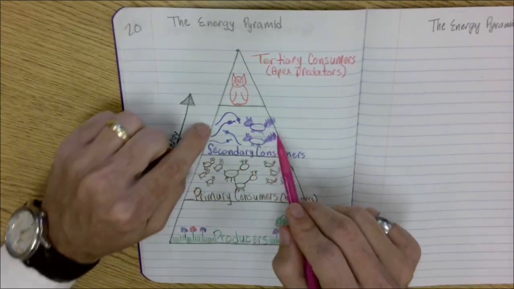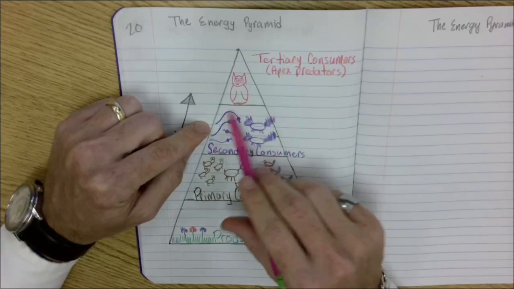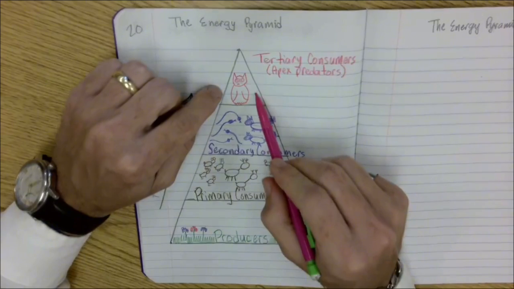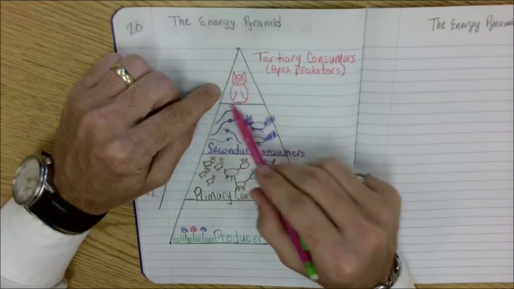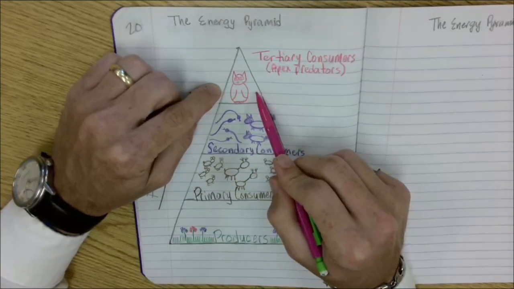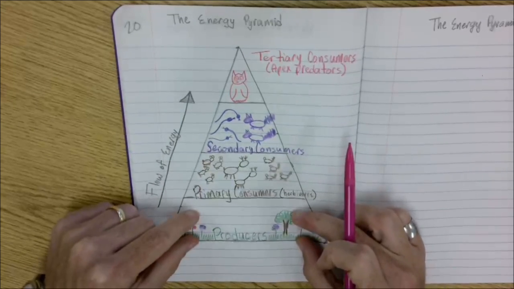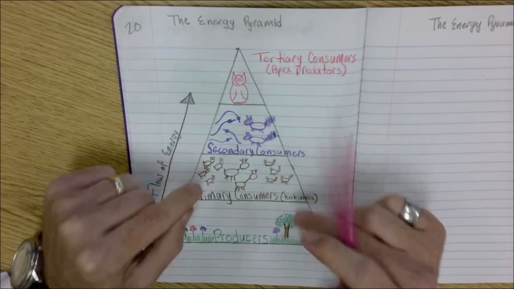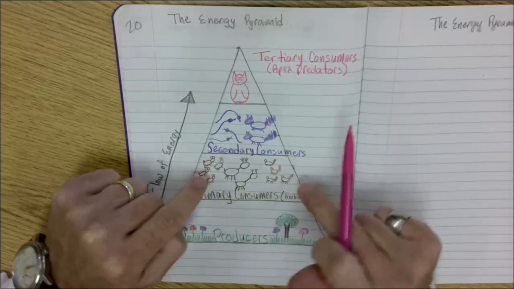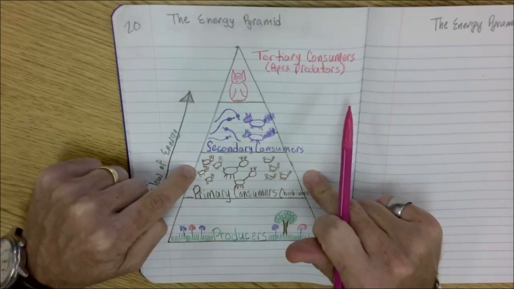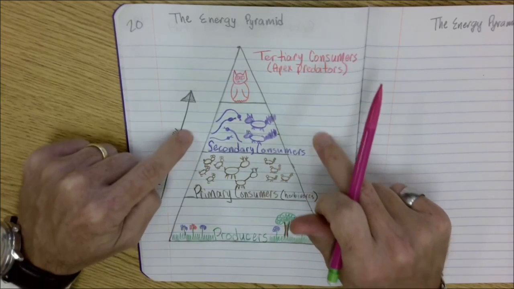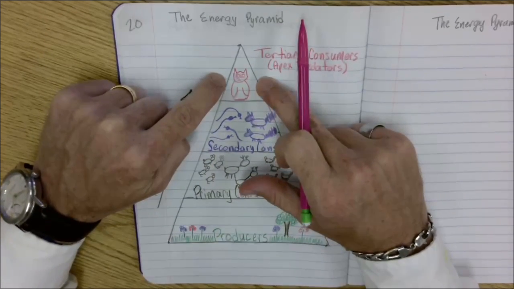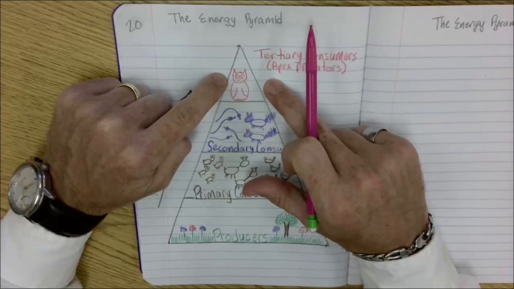Moving up again, we have a smaller population of secondary consumers. And if we go up to the top, we have the smallest population of tertiary consumers. So absolute most, a little bit less than producers, but the most population of consumers are in primary consumers. Then as we go up, we get a fewer population as secondary consumers and even fewer population in tertiary consumers.